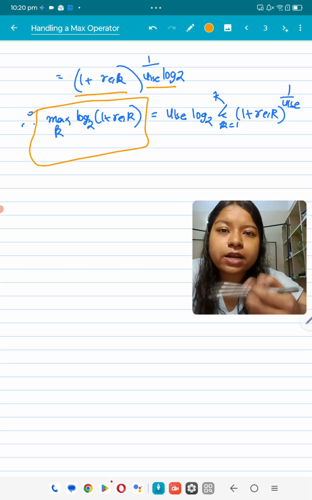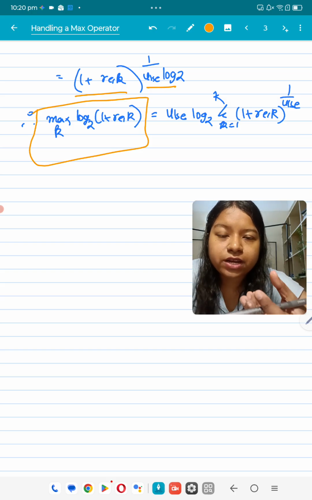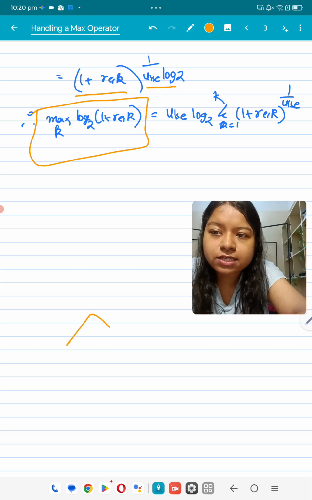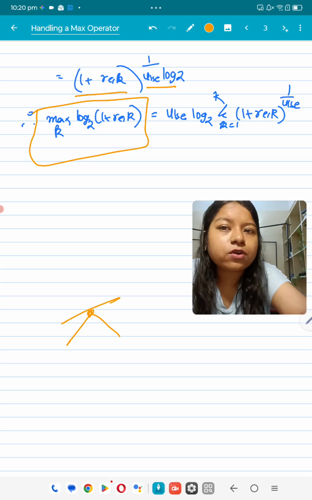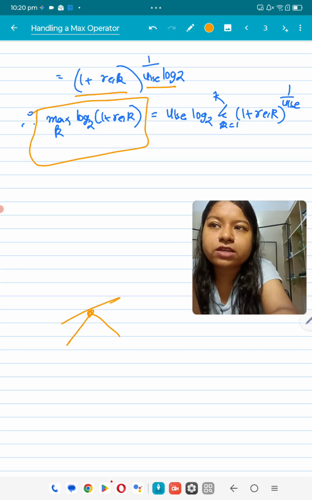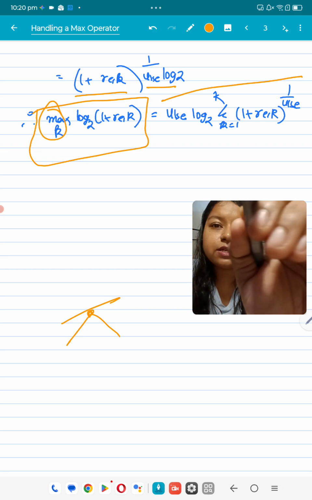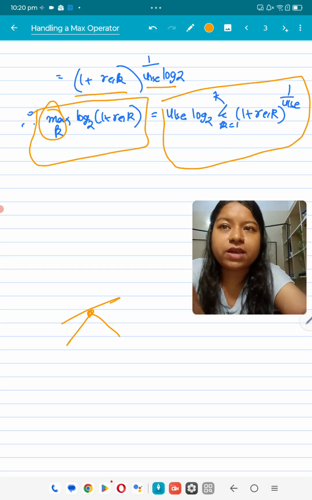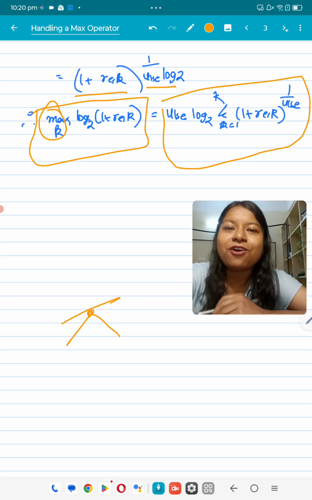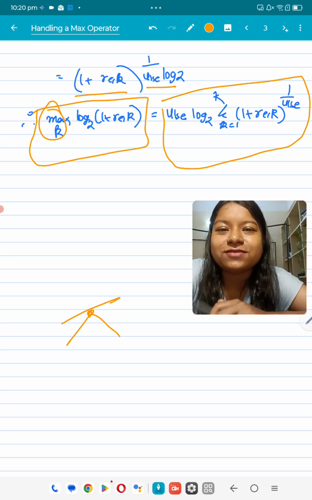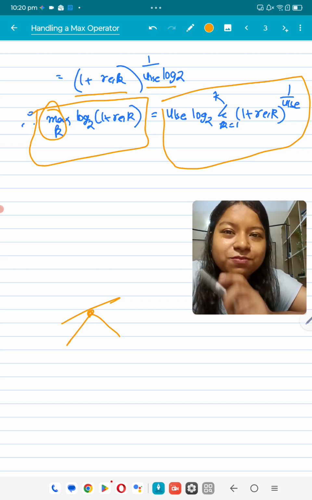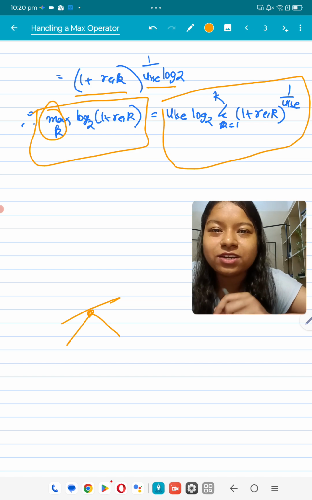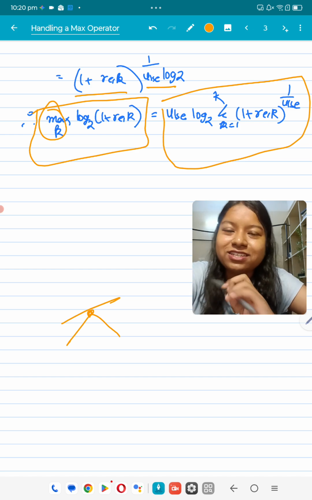So the gradient based algorithm, whenever finding the gradient and whenever there is a corner point, would have got stuck there because of the max operator. That we have successfully converted into an LSE form, that is, a log sum exponential form. So I hope you have understood the simple idea of converting the max operator into an LSE. So that's all for today.